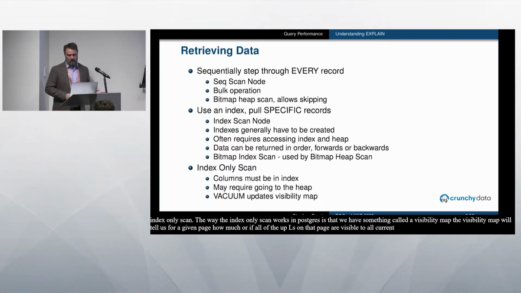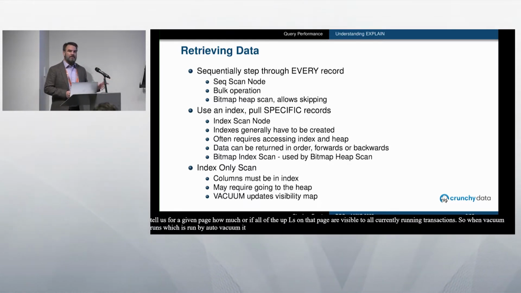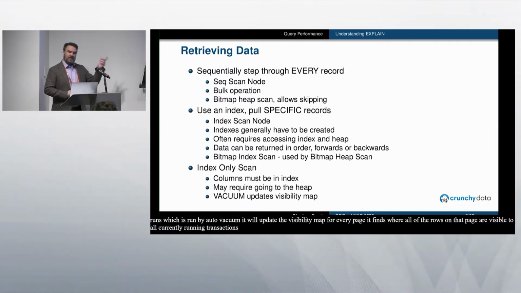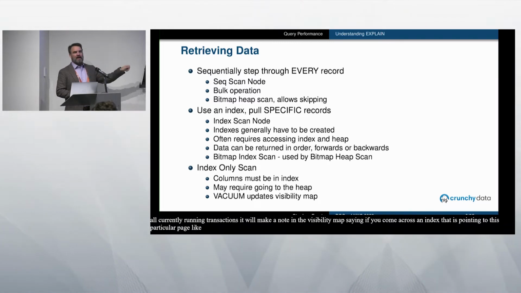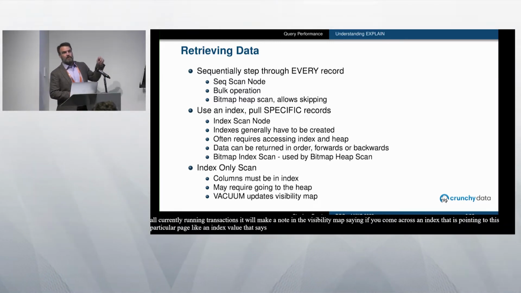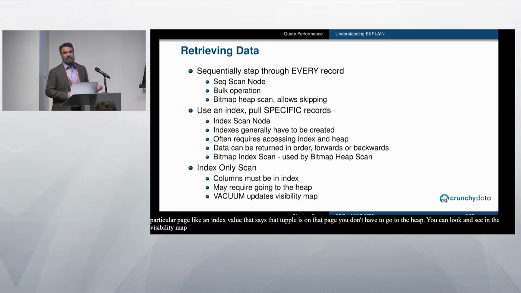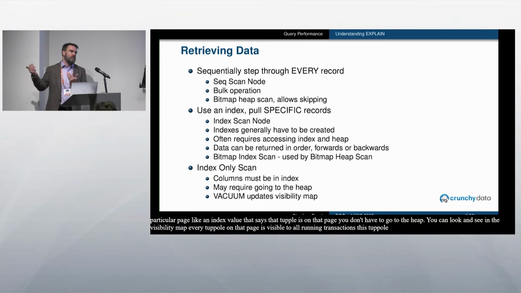So when vacuum runs, which is run by auto vacuum, it will update the visibility map. For every page that it finds where all the tuples on that page are visible to all currently running transactions, it'll make a note in the visibility map saying, hey, if you come across an index that's pointing to this particular page, like an indexed value that says that that tuple is on that page, you don't have to go to the heap, right? Because you can look and see in the visibility map, oh, every tuple on that page is visible to all running transactions, therefore this tuple must be visible to the currently running transaction, and I can just return it directly from the index. That's how an index-only scan works.